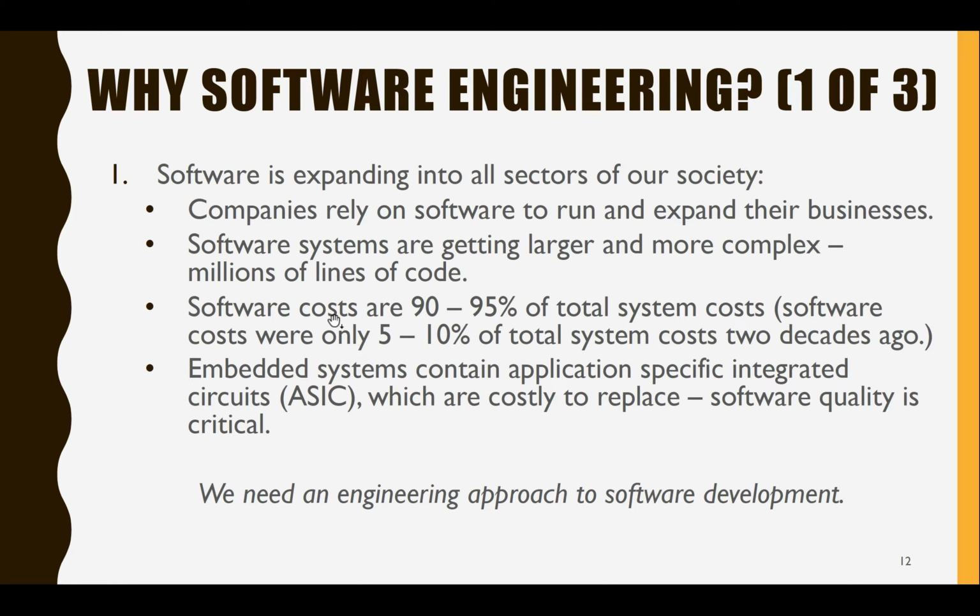At this point, software costs are 90 to 95% of total system costs, compared to just 5 to 10% of the total cost 2, 3 decades ago. That means for every dollar people spend on a computer system, 90 cents goes to software, maybe just 10 cents goes to the hardware. But in the old days, it was the reverse.